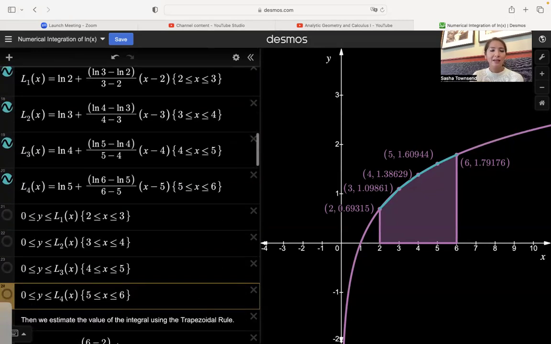So we can do that. And then we'll find the area of each of those trapezoids. So it looks roughly like this. That's the first area. That's our second area. That's our third area. And that's our fourth.